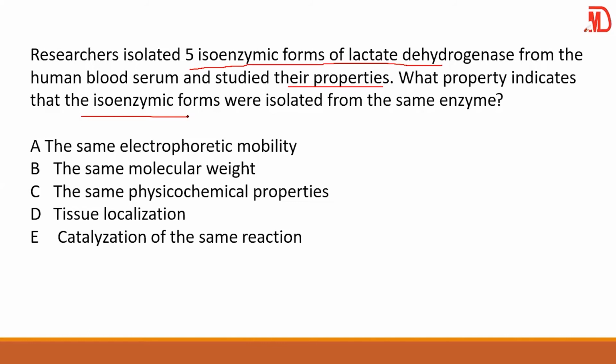So it doesn't matter whether we have 20 isoenzymes, they're the same thing. They will differ in the amino acid, but their reaction will always be the same. That's what your answer should be over here: catalyzation of the same reaction. Because isoenzymes or isozymes are the same.